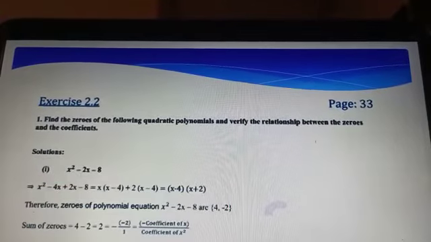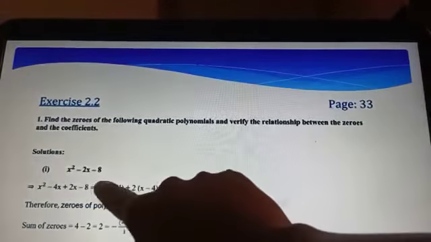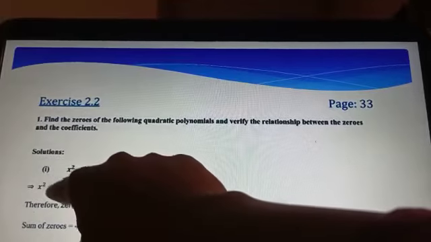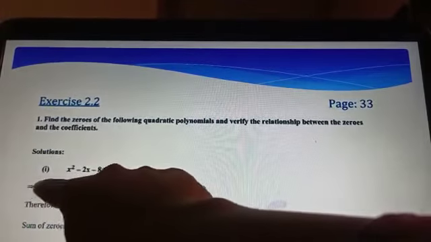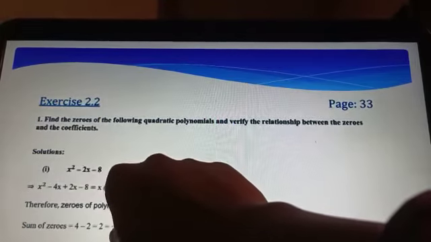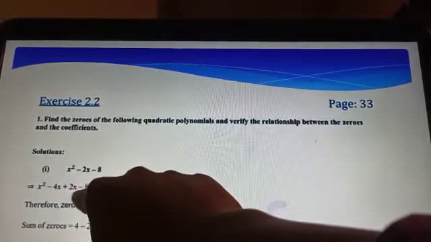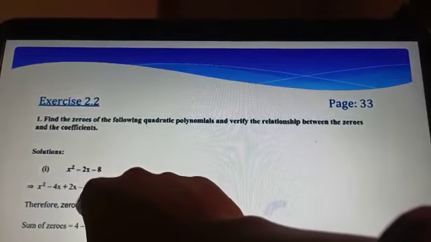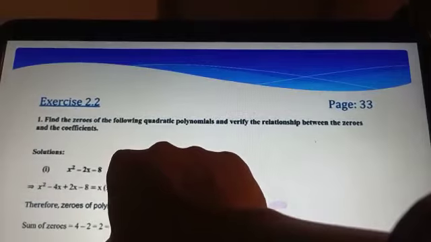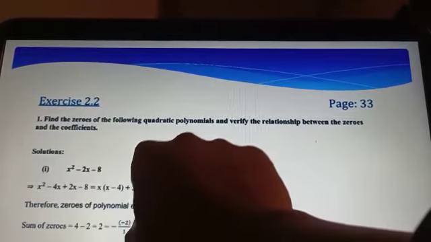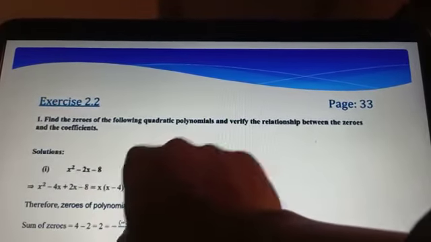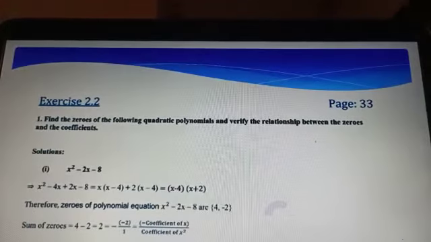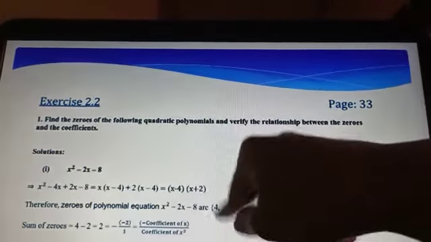Pair up the common values, take out x common. So between x square and minus 4x, x is common, take it out. We are remaining with x minus 4. Then again in the next two, 2x and 8, take out 2 common, we are remaining with x minus 4. So then what is remaining is x minus 4 in one bracket and x plus 2 in another bracket. Therefore, we have the two zeros, x minus 4 and x plus 2.